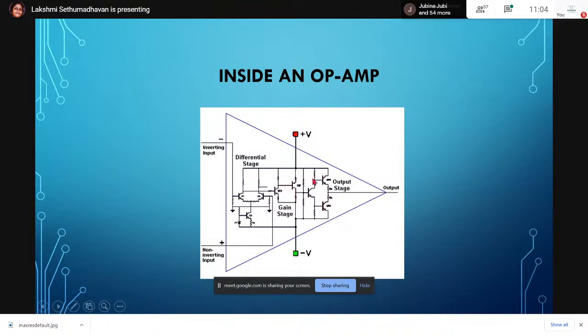So this is the internal circuitry of IC741. It's a bit complicated. You don't have to bother about it. I just gave you an idea. The first stage will be a differential amplifier stage, which we discussed. And the last stage will be a push-pull stage. The intermediate stages help you to amplify the signal more and more, so that finally you will get an amplification factor in the order of 10 raised to 5.